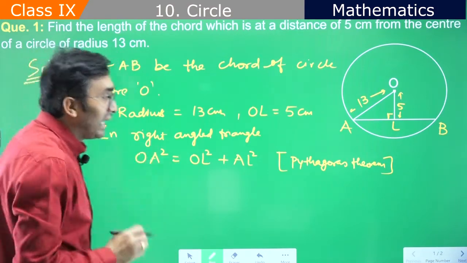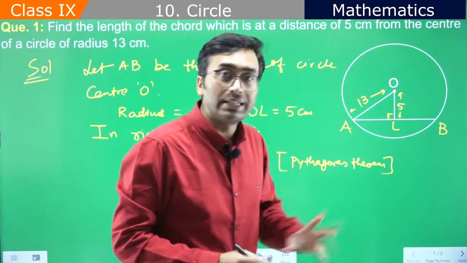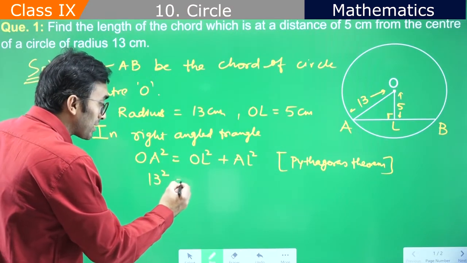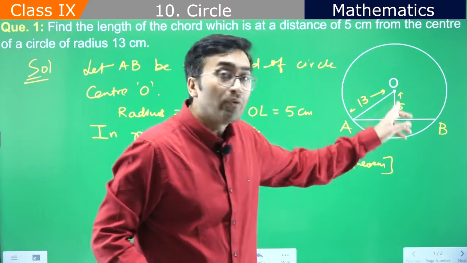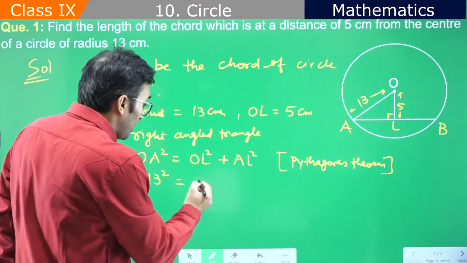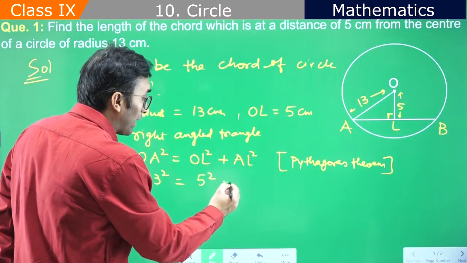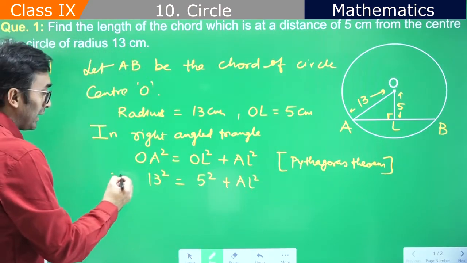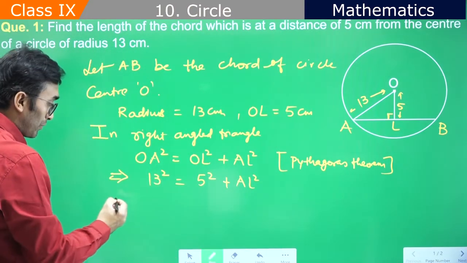The value of OA is given as 13, so this is 13 square. The value of OL is given as 5, so we will write 5 square, plus this will be AL square. So we wrote it here.